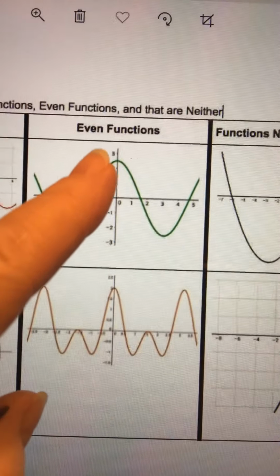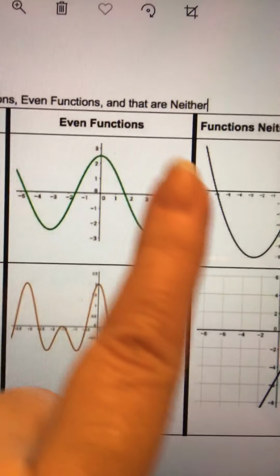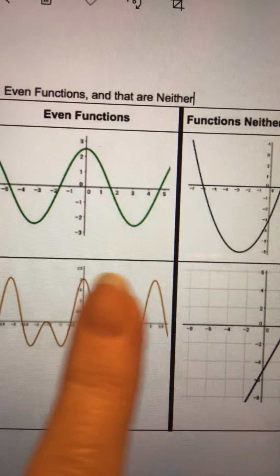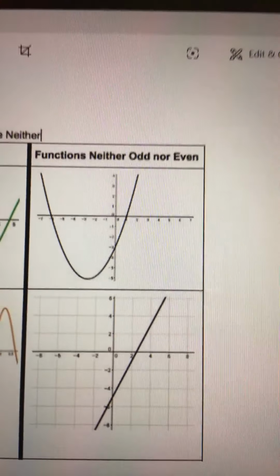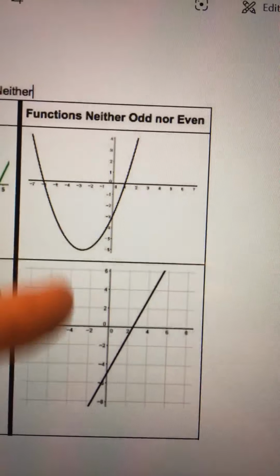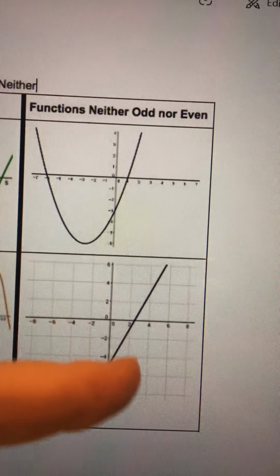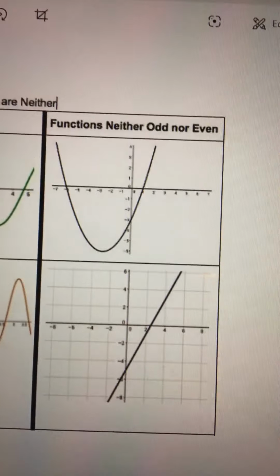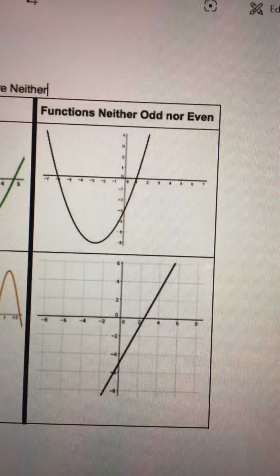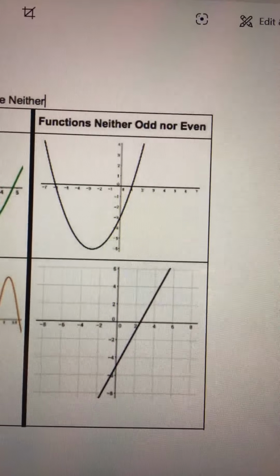This next one, these two are even. Why? Just look at the perfect mirror images. These functions are neither, because I needed it to have the y-axis for the reflection, and this one needed to go through the origin. It's not going through the origin, so it's neither. So now you're ready to do worksheet 1, front and back.